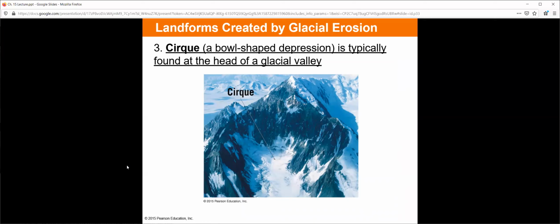Cirque, I'm sorry, I don't know how to pronounce that. A bowl-shaped depression typically found at the head of a glacial valley. Right, the glacier needs to start someplace. This would be the head. This would be where the glacier started. The glacier moved in one direction, and that direction is shown by the shape of this topography.